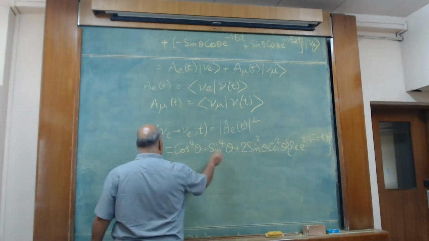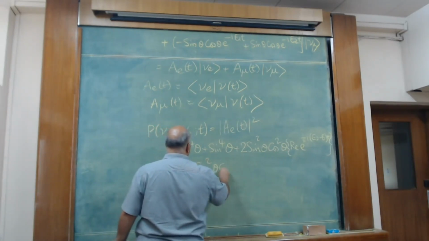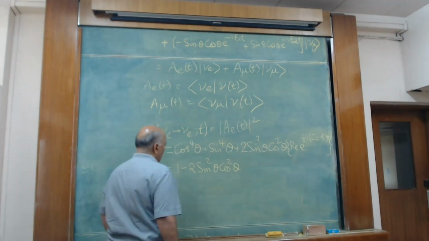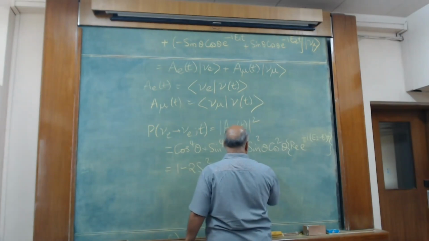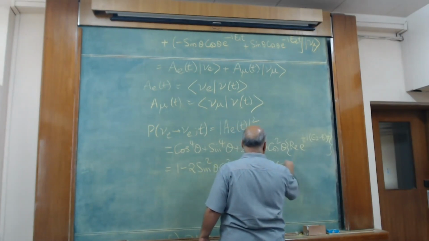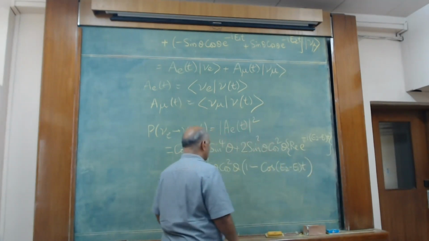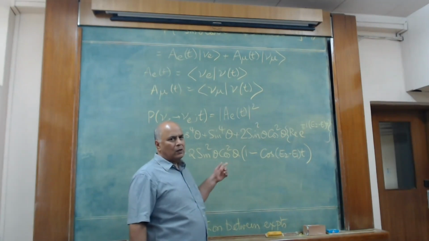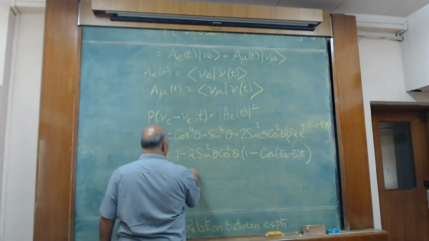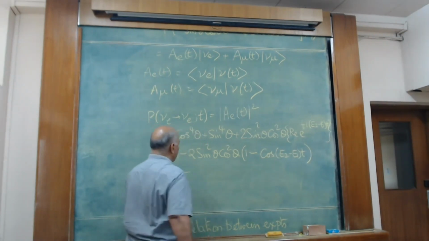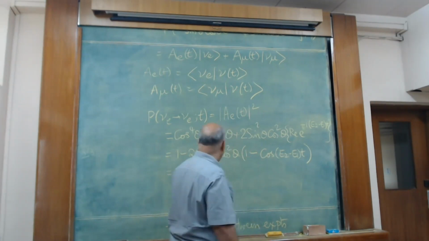So this I will write as 1 minus 2 sin square theta cos square theta, and this term I will combine with this to get 1 minus cos (E2 minus E1) times t, and 1 minus cos theta is 2 sin square theta by 2. And that 2, when I bring it here, I have 4 sine square theta cos square theta, which is sine 2 theta whole square.